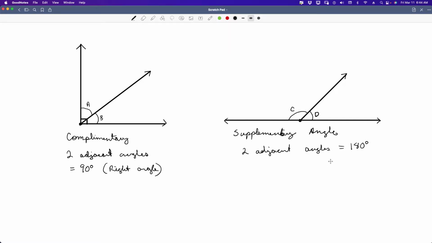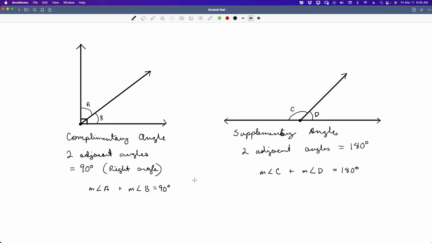So if I say angle C and D are supplementary, you know by default that the measure of angle C plus the measure of angle D is going to equal 180 degrees. And you know by default over here for the complementary, you would write that as the measure of angle A plus the measure of angle B is equal to 90 degrees. Now, sometimes people get these two mixed up.